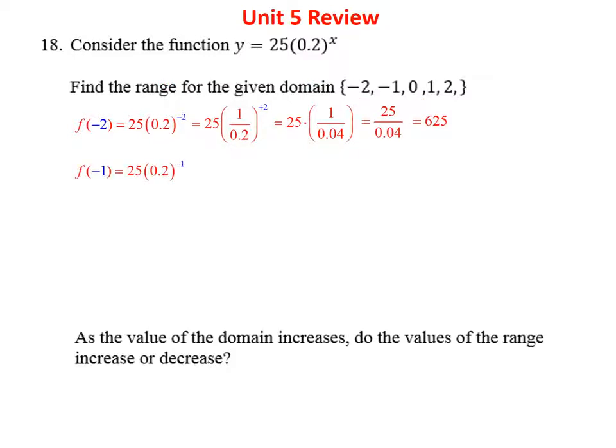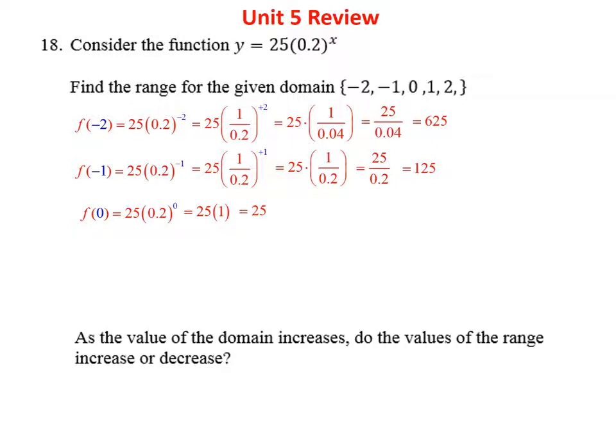Now we do negative 1, same thing. And this time it's 1 over 2/10, but just one time. And you see we get 25 divided by 2/10, or the answer is 125. Now we put in 0. Remember that anything to the 0 power is 1, so this is just 25 times 1, or 25.